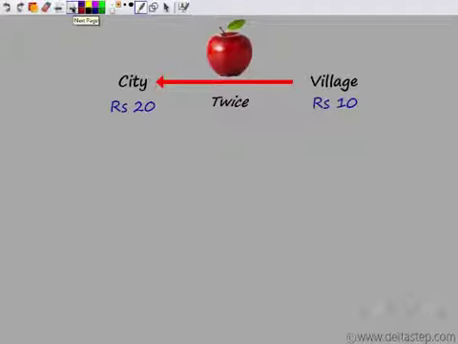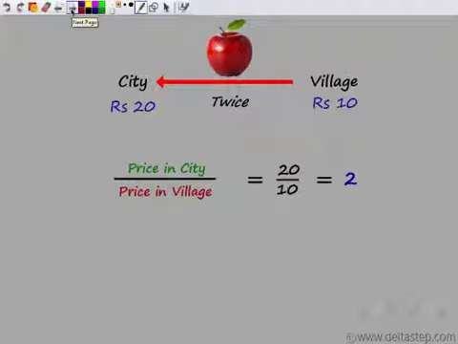So now we've seen that in the village the apple was 10 rupees, whereas in the city it cost 20 rupees. That is, it is twice the amount in the village. So this can be written by ratio. If I divide, price in the city divided by price in the village. So price in the city is 20 rupees. Price in the village is 10 rupees. So 20 divided by 10 is 2. Hence I can say it is twice.